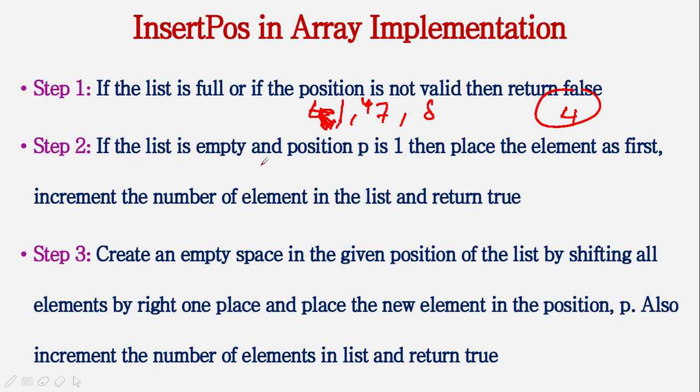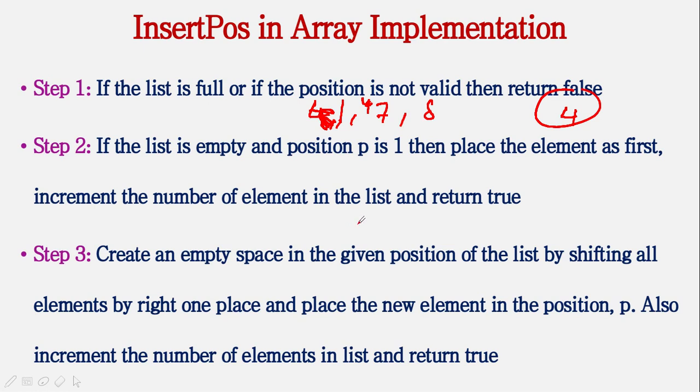Okay, so if the list is empty and the position is 1, then place the element as the first, increment the number of elements in the list and return true. Okay, and step number 3. This is when you have some elements in the list and you want to place the new element at the given position. Then what we should do is, as we did in the insert beginning operation, move the elements from the end of the list one step rightwards. Okay, one step right.